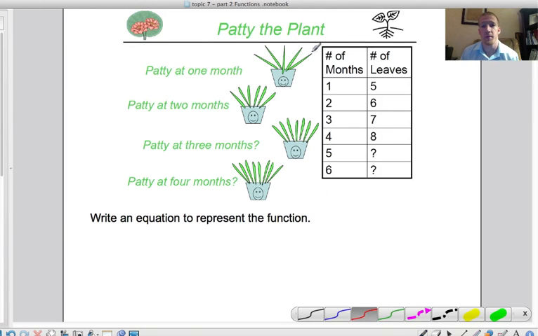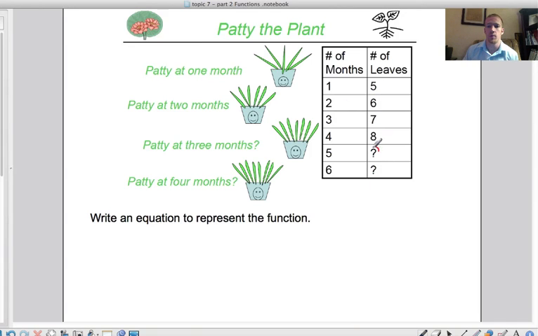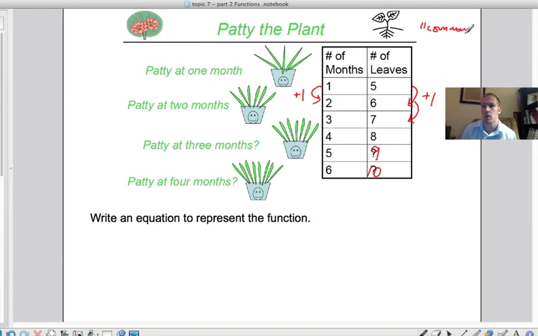Patty the plant. It says, month 1 has 5 leaves. 2 months, there's 6 leaves, 7, 8, 9. So the pattern would be 5 months, 9 leaves, 6 months, 10 leaves. Write an equation. So here, basically what we do to write an equation is we want to notice the change. This is the common difference, we call this. And that is, we go up by 1 for every 1 we go up here. So when the inputs are all counting up by 1s, figure out your common difference. Alright? And that would be a 1.